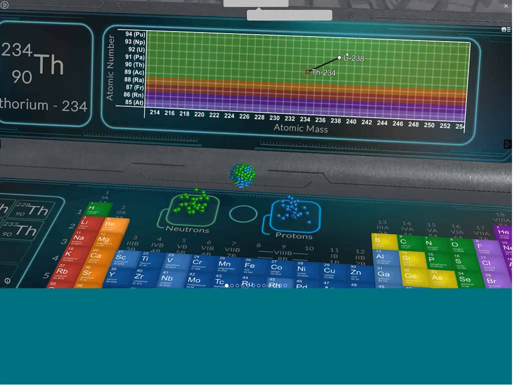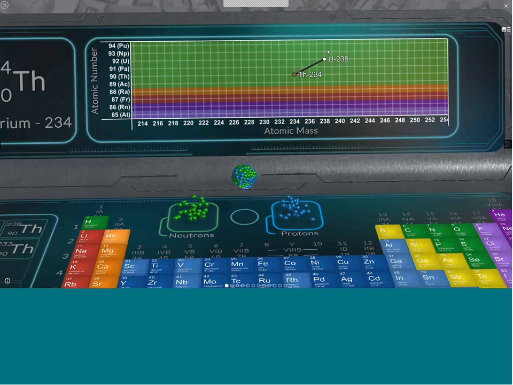I'm going to zoom up here and look on the map, and this is going to be our decay map. This is going to show us how this isotope is decaying. So up here we've got uranium-238. This is the original element that we started out with. On the x-axis, we're showing the atomic mass, which is 238. And on the y-axis, we're showing the atomic number, which for uranium is 92.